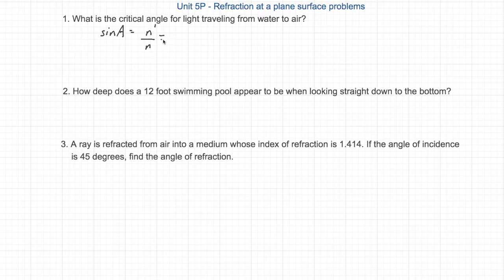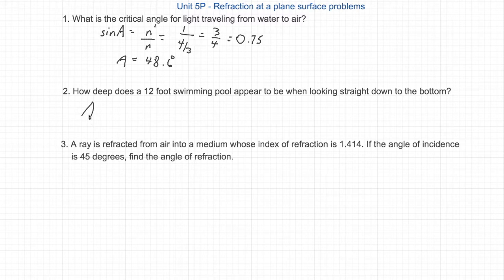The formula is the sine of the critical angle equals n prime over n, n prime being the lower index, n being the higher index. Index of refraction of air is 1. The index of refraction of water is 4/3. So we have the sine is 0.75, and the angle is 48.6 degrees.